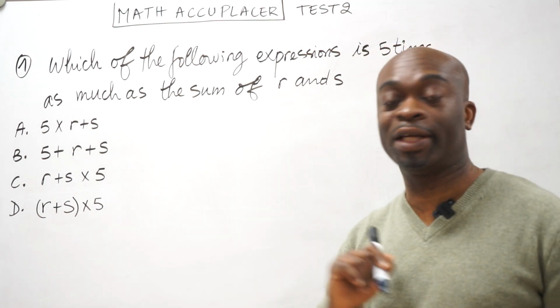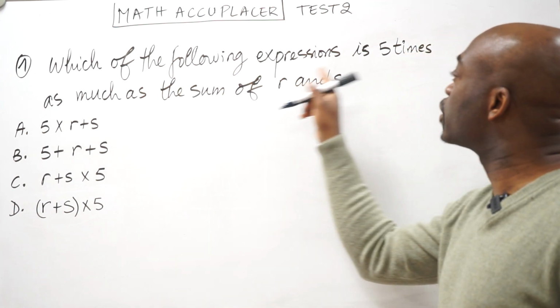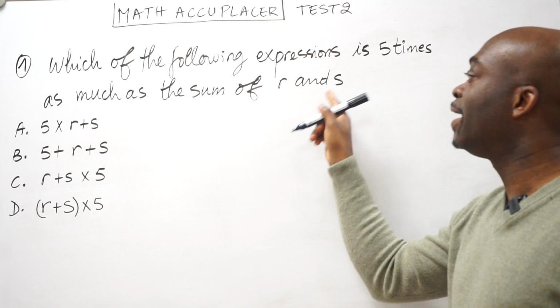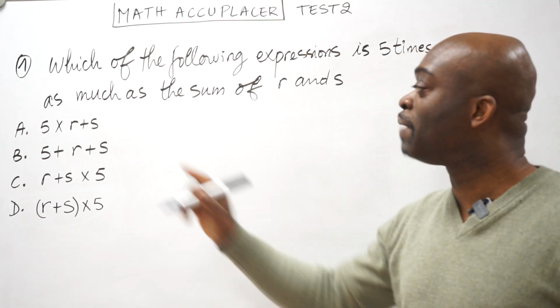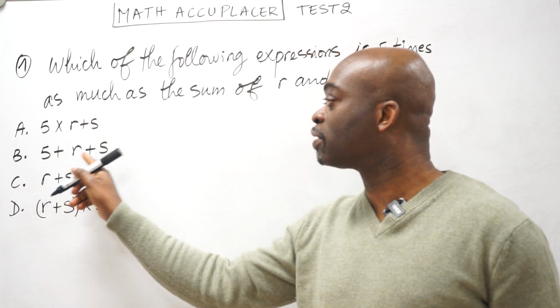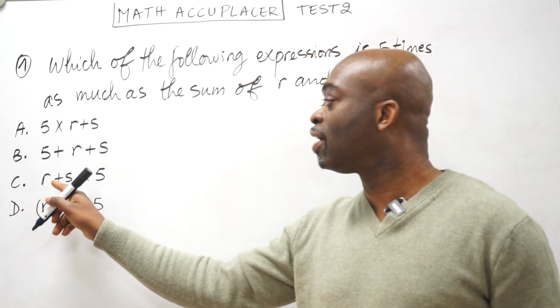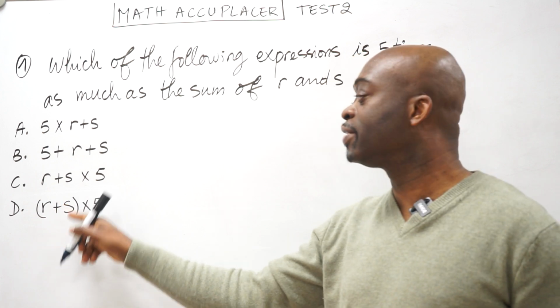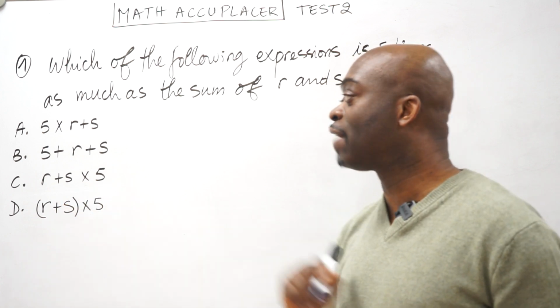So now, question number 1. Which of the following expressions is 5 times as much as the sum of R and S? Possible answers: A, 5 times R plus S; B, 5 plus R plus S; C, R plus S times 5; D, (R plus S) in parentheses times 5.